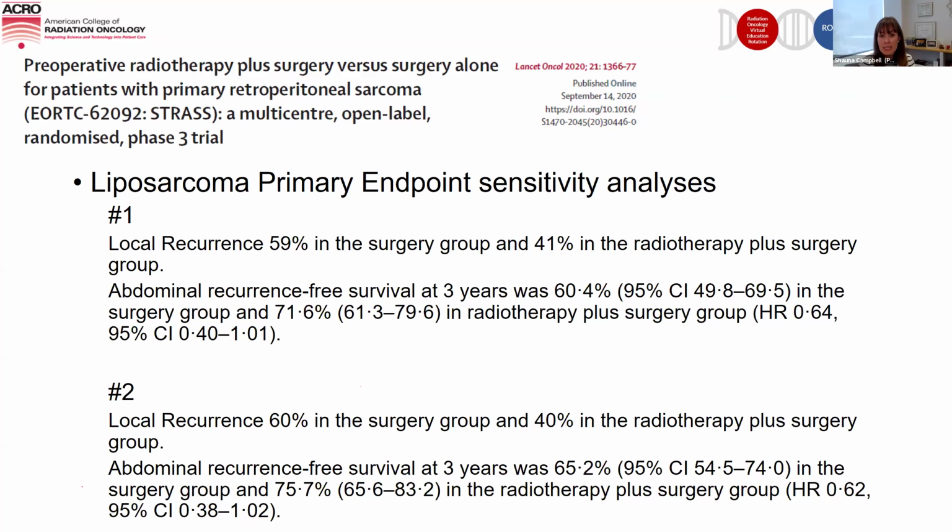Then when you look at the second sensitivity analysis, we see local recurrence of 60% versus 40% with the addition of radiation. So we're seeing about a 20% decrease in local recurrence. And looking at the abdominal recurrence-free survival, we've got 65% versus 75%. So overall, we are seeing that there might actually be a subgroup of patients that are benefiting. On the next slide.